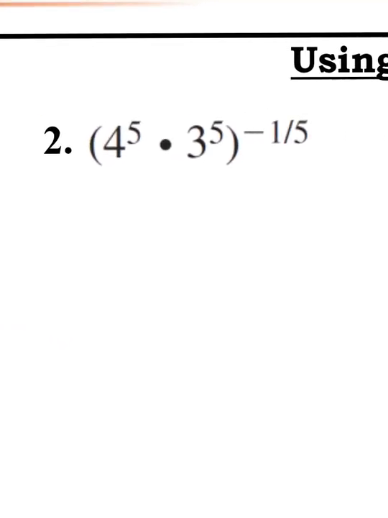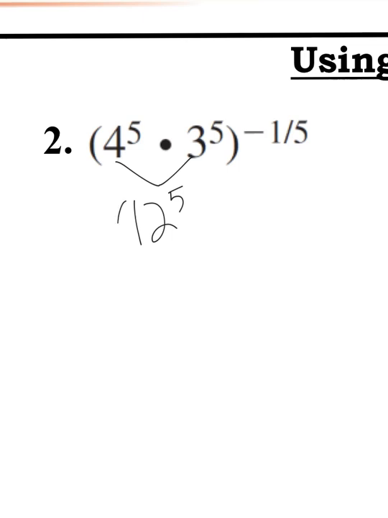Okay, so what we have here is 4 to the 5th times 3 to the 5th. So we have like exponents, but different bases. What we can do is still multiply these together. This is going to be 12 to the 5th power. And you can only do that because the exponent's exactly the same.